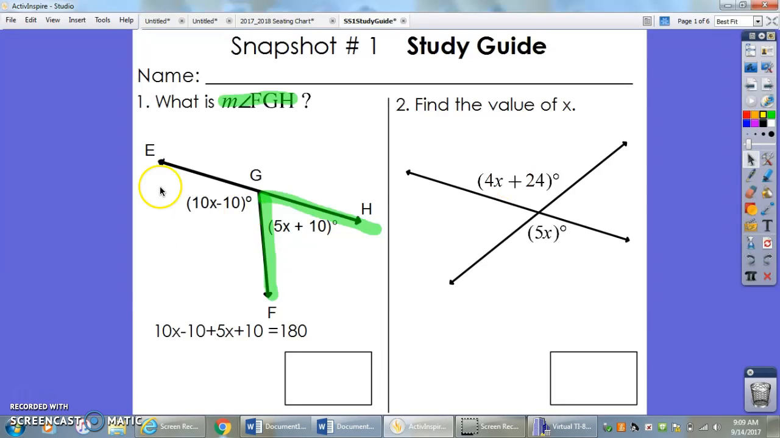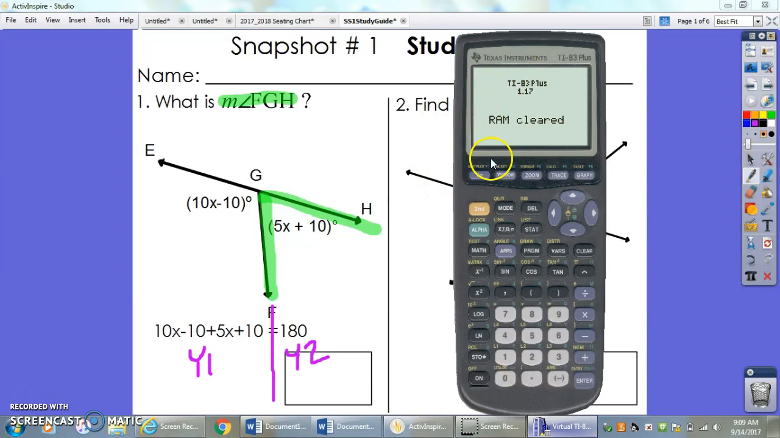All right, now I see I have a straight line, and we know a straight line equals 180 degrees. So these two angles will add up to 180. I write my equation here, and the next step, I will need to solve my equation. What's on the left of my equation, I'll put in y1, and what's on the right of my equation, I'll put in y2.